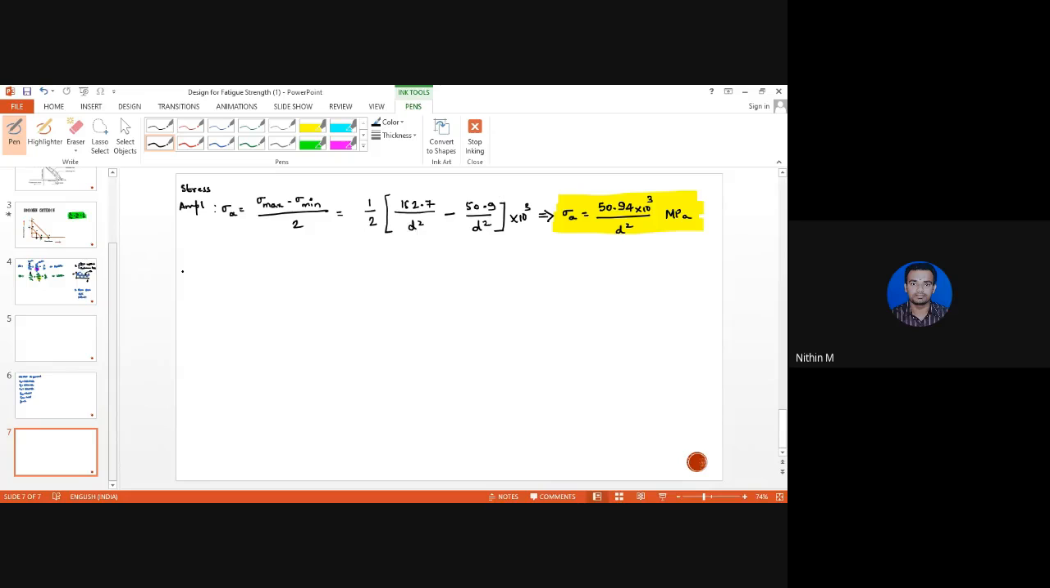Then let us calculate the mean stress. How do we calculate mean stress? The formula to calculate mean stress, sigma m, is given by sigma max plus sigma minimum divided by 2, which is equal to half of 152.7 by d square plus 50.9 divided by d square into 10 to the power of 3. So calculate sigma M and tell me the value. Sir, 101.8, sir.